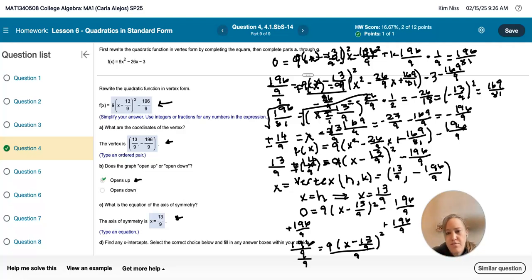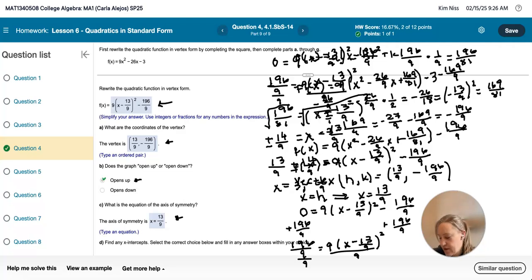So therefore, our x-intercepts are at x equals 3, because 13 over 9 plus 14 over 9 is 27 over 9, which turns into 3. And negative 1 over 9, because that's 13 over 9 minus 14 over 9. So those are our x-intercepts.